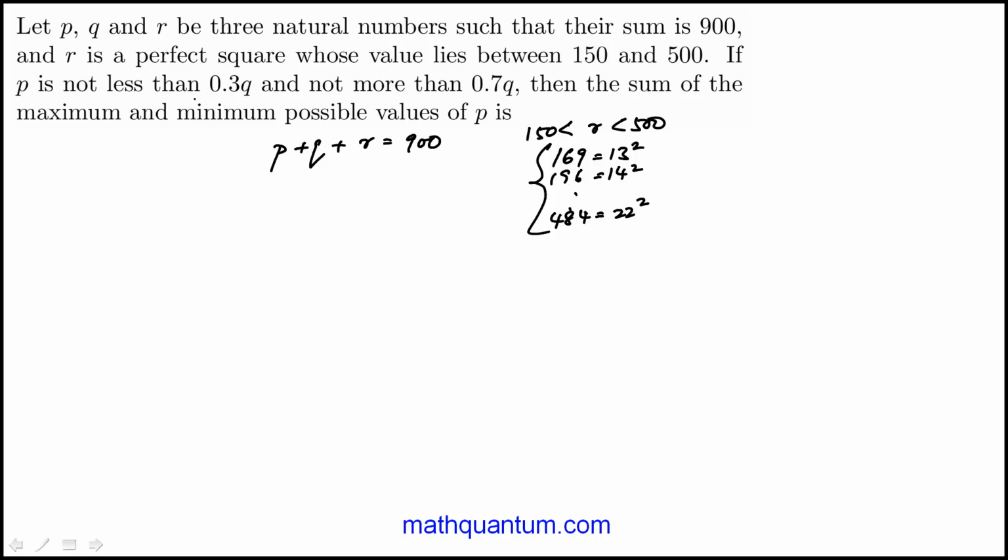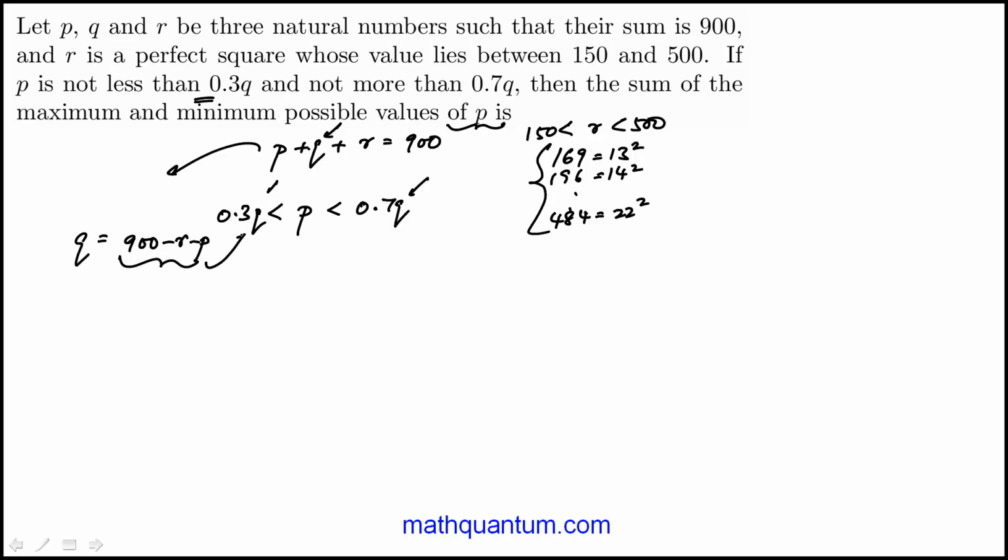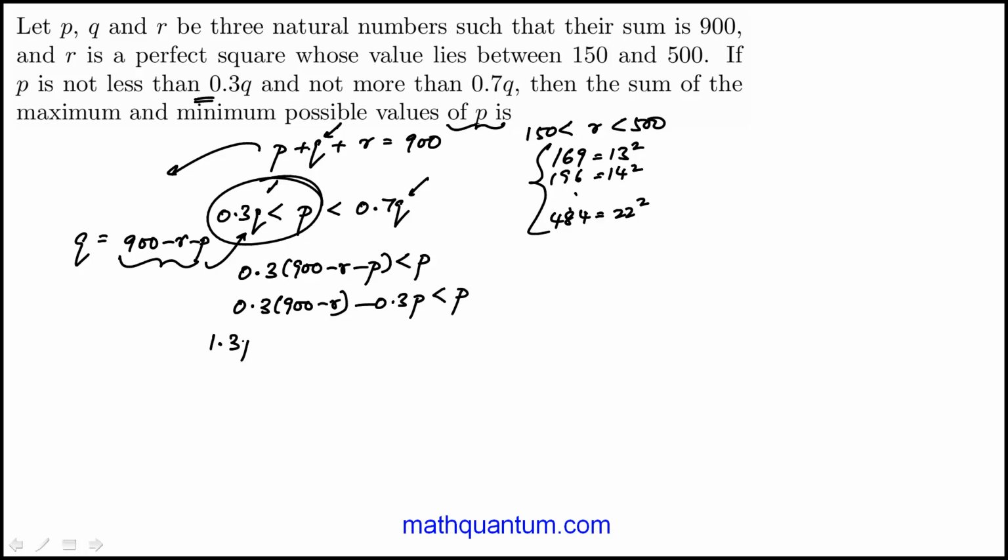Now this other inequality is that P is greater than 0.3Q and less than 0.7Q. Our interest is in P, so I will get rid of Q in this inequality. I'll isolate Q here, which is 900 minus R minus P. So I have Q in terms of P. I'll substitute that here and rewrite this inequality in terms of P. I'll just do the first portion here. So it's 0.3 times (900 minus R). Distribute that 0.3P. Most of the work is at this stage.